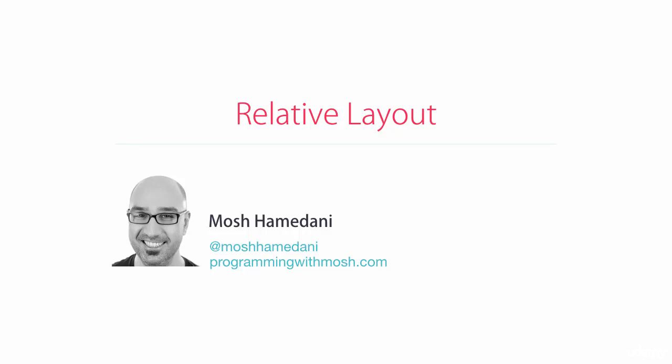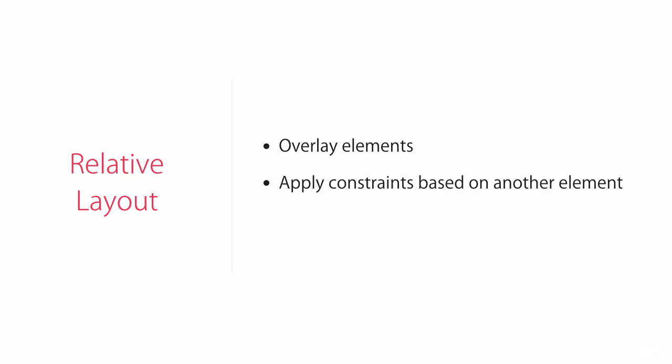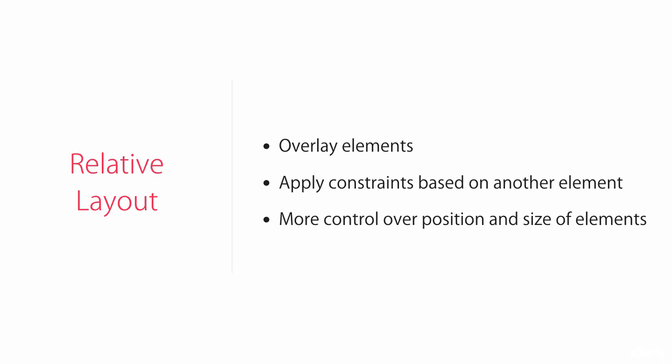Okay, and the final layout type we have in Xamarin Forms is relative layout. Similar to absolute layout, with relative layout, we can overlay elements on top of each other. But relative layout is more powerful than absolute layout because you can apply constraints to the position or size of an element relative to another element. So it gives us more control over the position and size of elements.